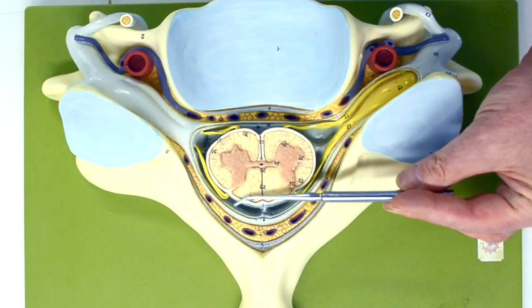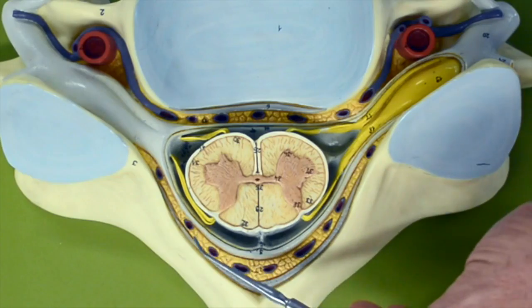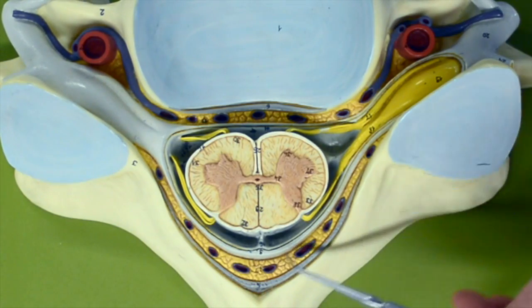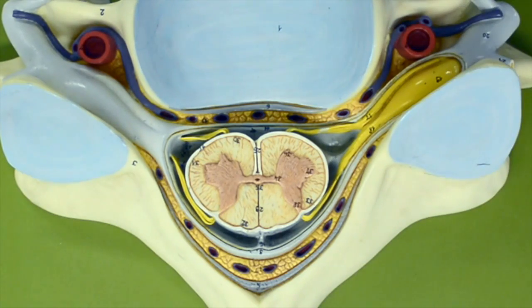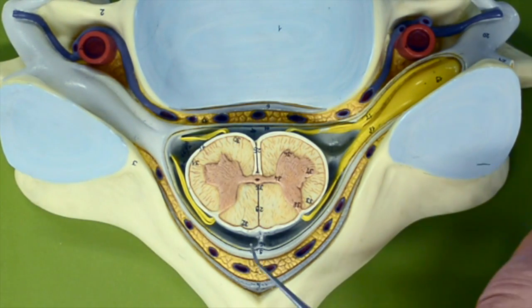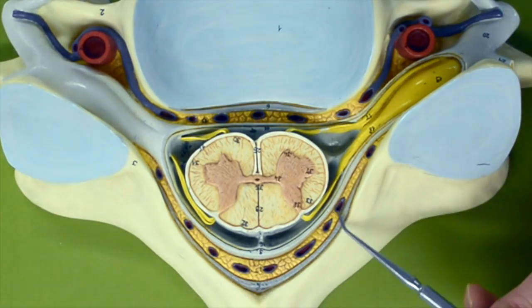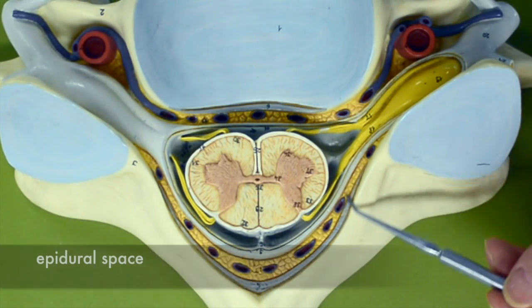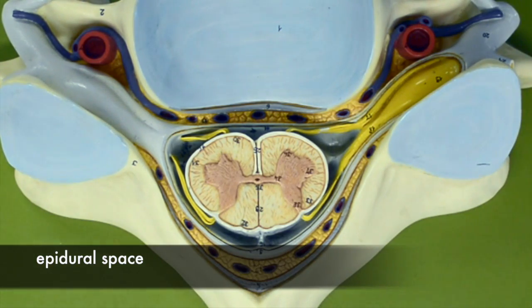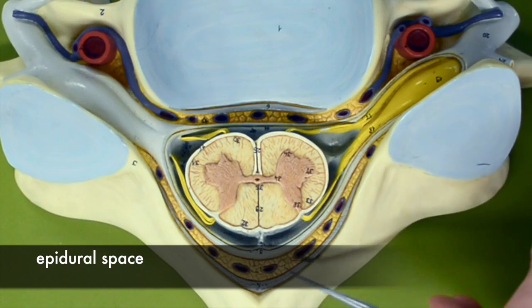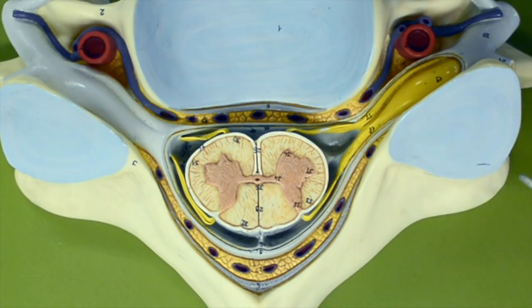We can see that we have the spinal cord in the middle, and around here we have the meninges and various spaces. The yellow area here is the epidural space, and if you are receiving an anesthetic called an epidural, this is where the medication will be placed.